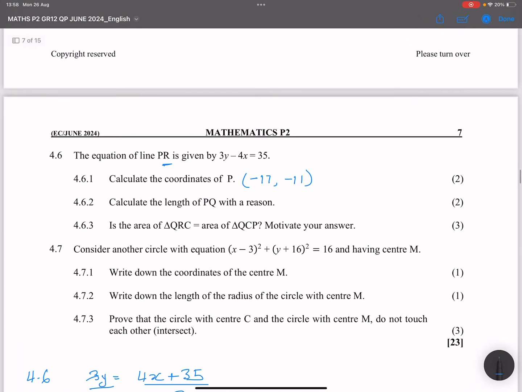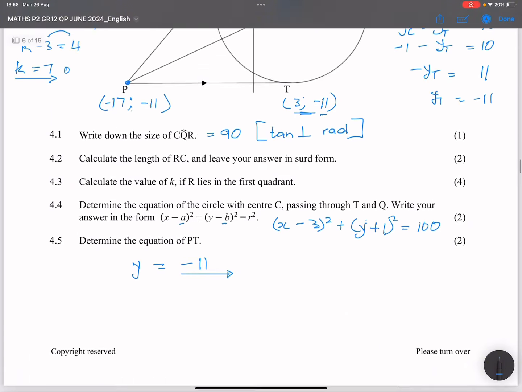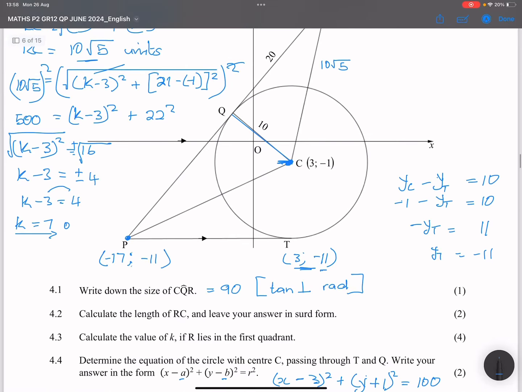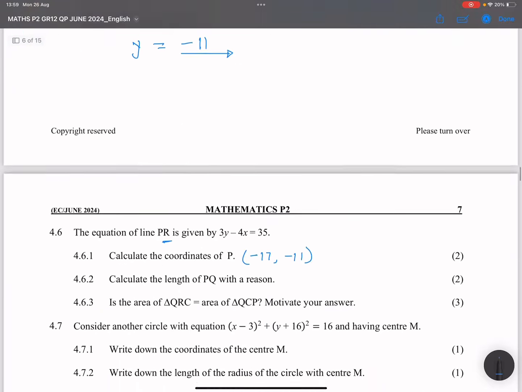Now the next question says, calculate the length of PQ with a reason. Let's go and check. If I look at the line PQ, ladies and gents, what we've already noticed is that these are tangents from the same point. So the line PT and the line PQ should be equal. Why? Because these are tangents from the same point. Is it possible for me to find the line PT? Yes, because I've got the x value at P, I've got the x value at T. And remember, the y values are equal. Because it is a horizontal line, I will simply take the difference between the x values.